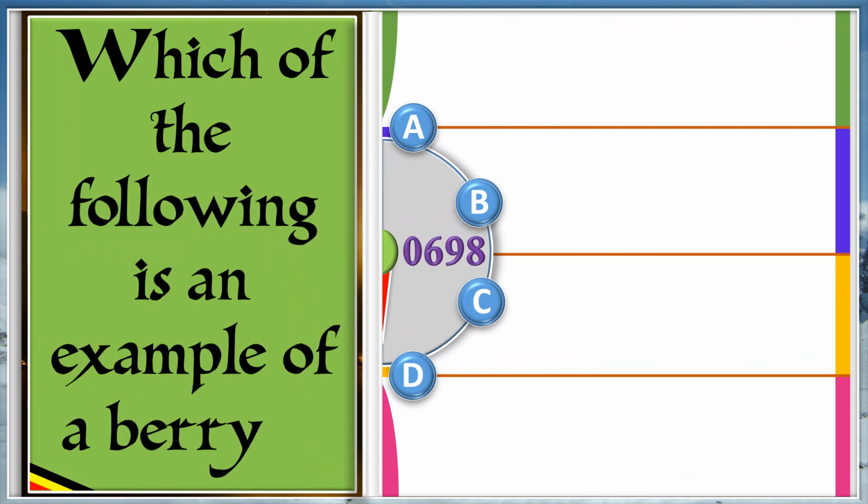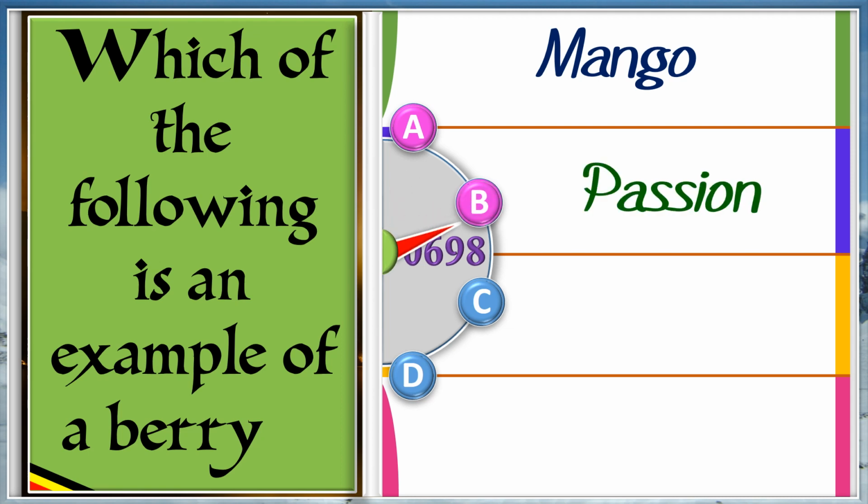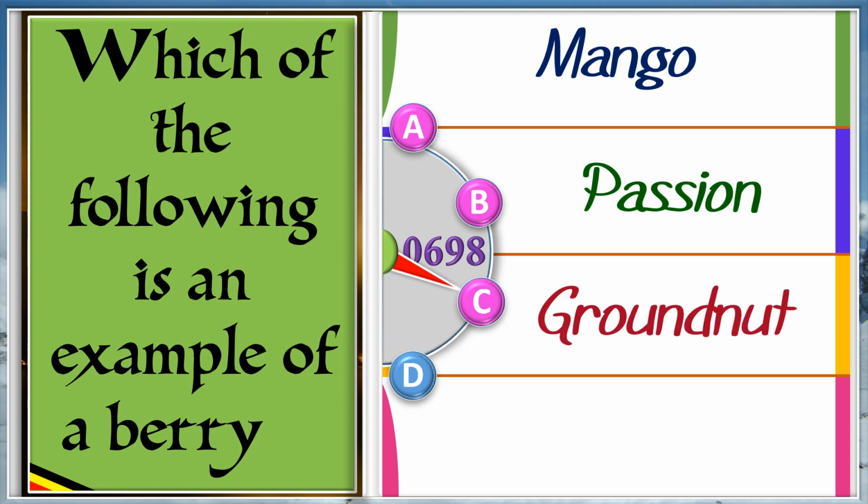Which of the following is an example of a berry? A. Mango. B. Passion. C. Groundnuts. D. Cotton. And the answer is B. Passion.